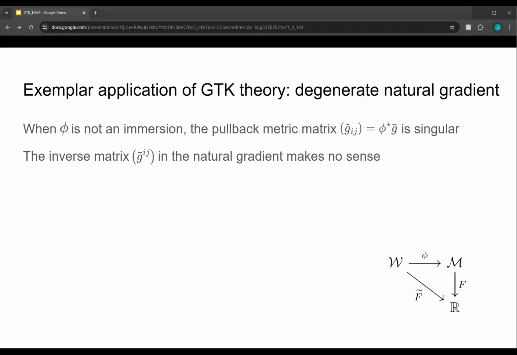Now we show an example application of the GTK theory to provide a new solution to the degenerate natural gradient case. Throughout our previous discussions, we have assumed that the mapping phi from the parameter space to the function space is an immersion. Otherwise, the pullback metric matrix G tilde lower ij becomes singular, and as a result, the inverse matrix G tilde upper ij in a natural gradient formula makes no sense.